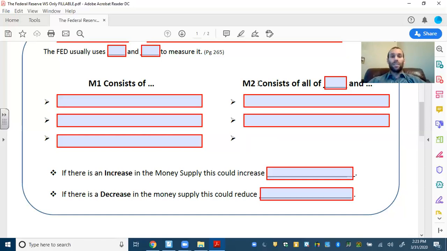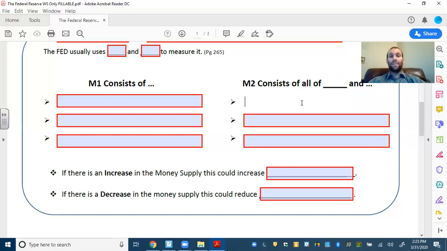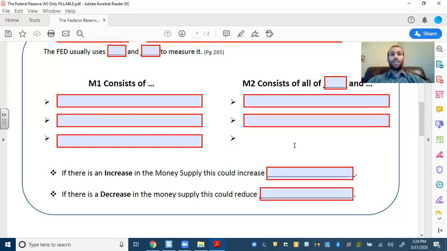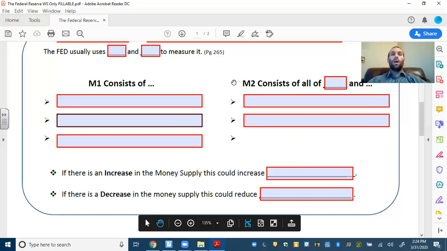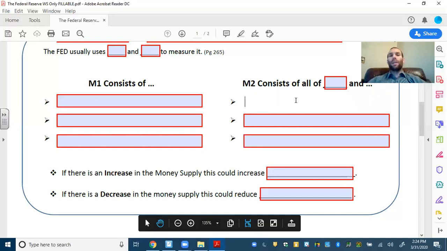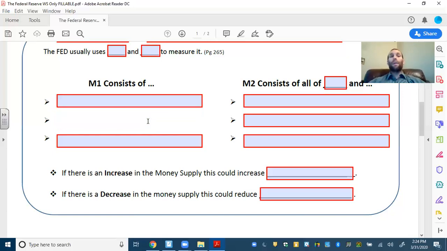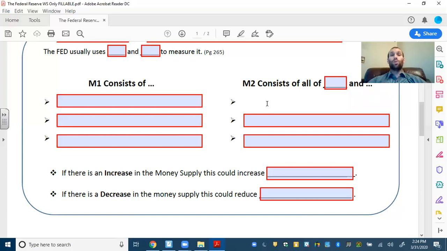So M2 consists of all of M1 plus savings, plus money market accounts, and certificates of deposit, or other time deposits. So someone would say, what if I took money from my savings account and I put it in my checking account? Well, what would happen to M1 and M2? Here's where things get a little tricky. A lot of people say M1 would increase, and that is correct. A lot of people would also say M2 would decrease, and that is where they would be wrong.